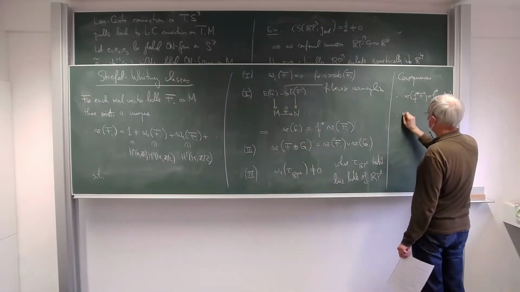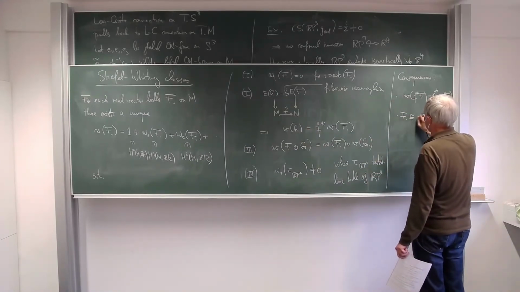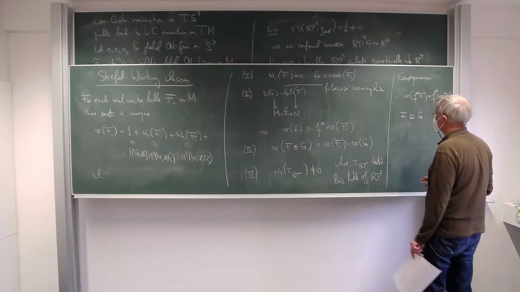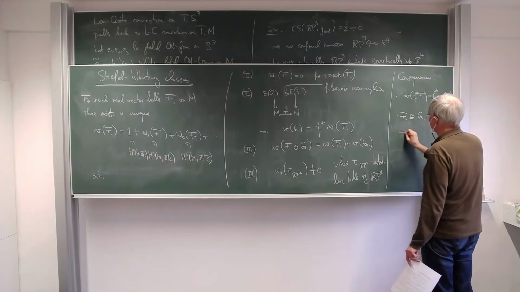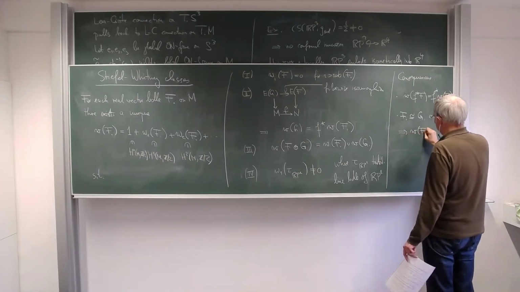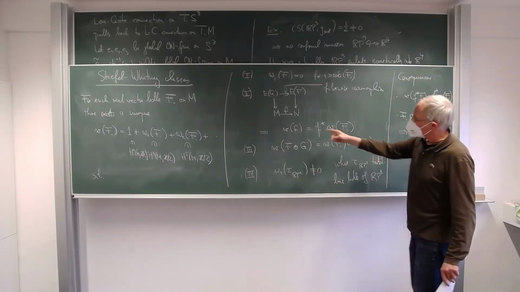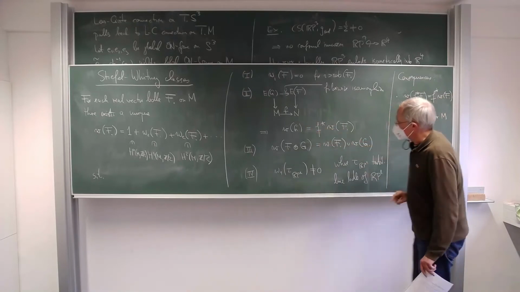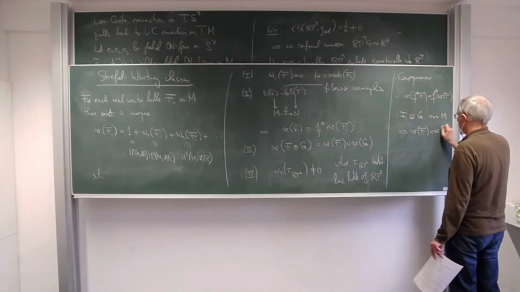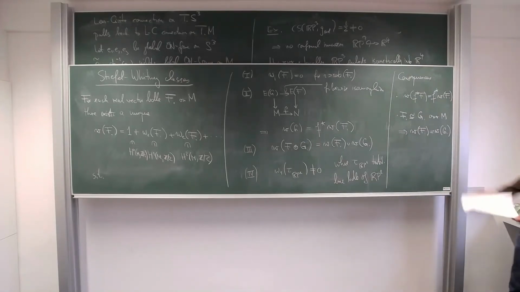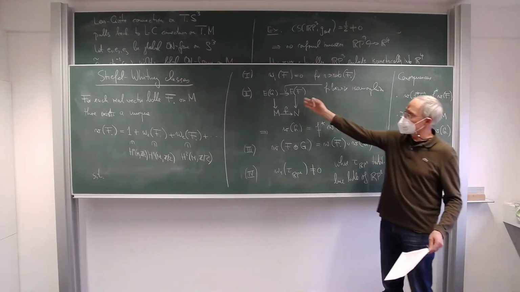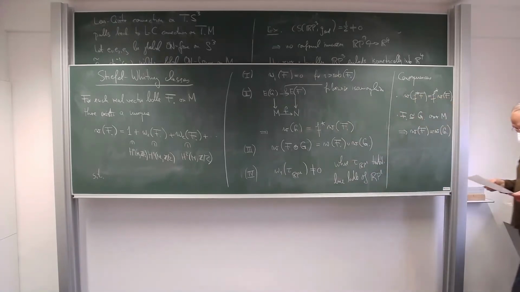So if I have F isomorphic to G as a vector bundle over M, then the Stiefel-Whitney class of F coincides with that of G, because it's pulled back along the identity map. So that's another consequence. And these two things combined give me back this condition.